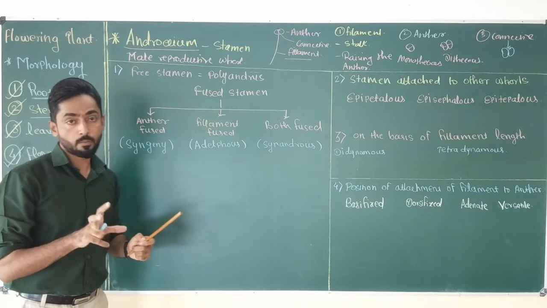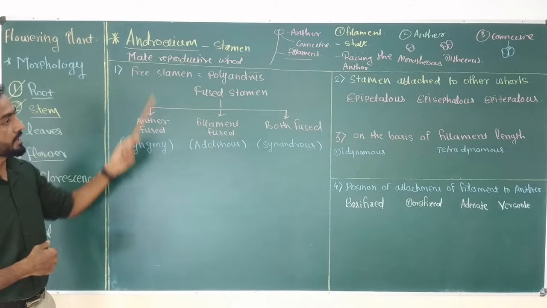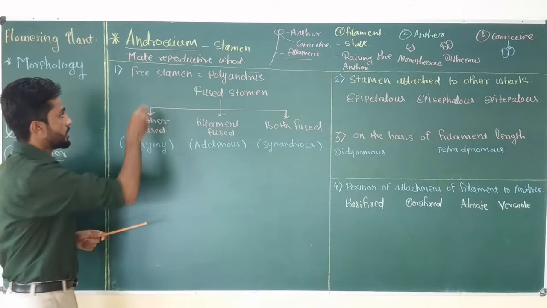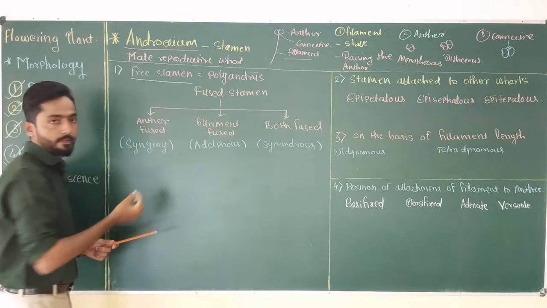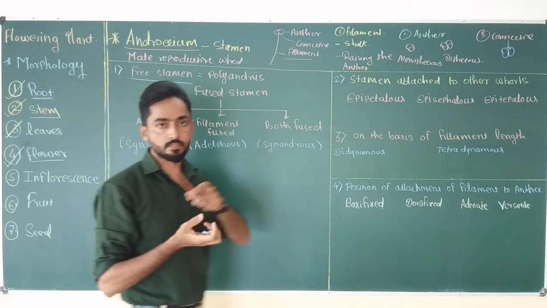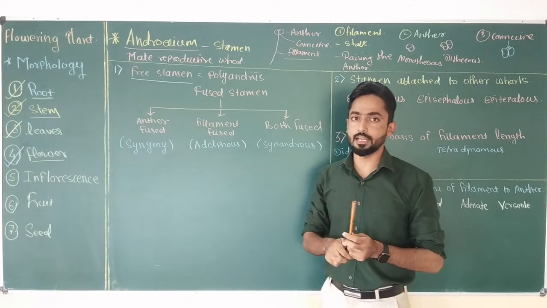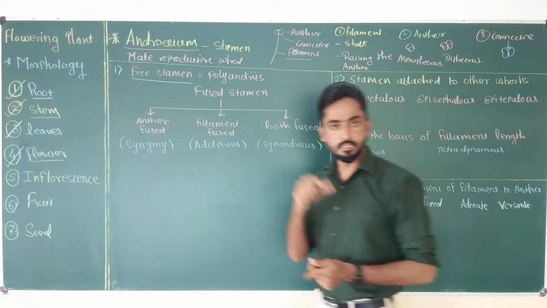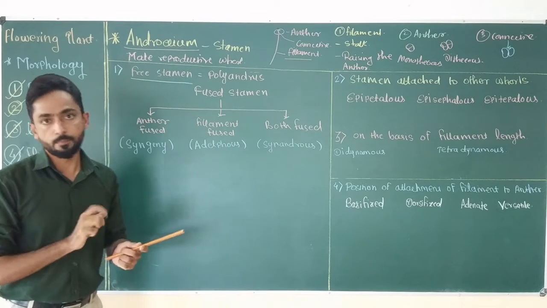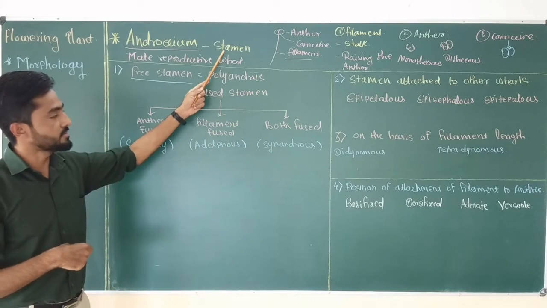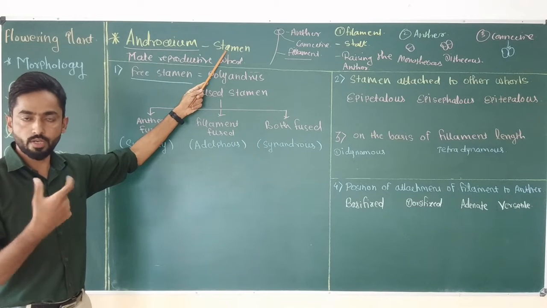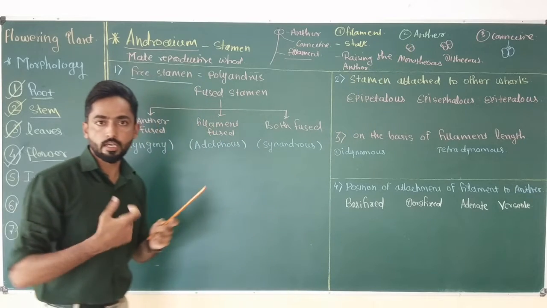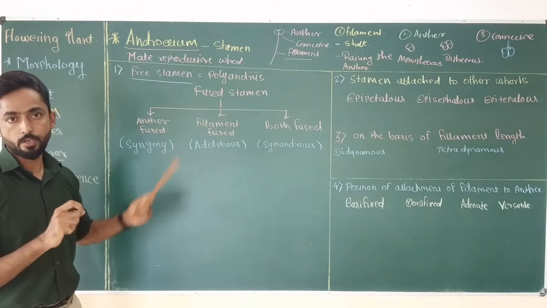Now, on the basis of different criteria, androecium can be classified in case of an angiospermic flower. First is where the stamens are free, that means a flower having different stamens, and the stamens are free from one another. In that case, such a flower is called a polyandrous flower. And if these stamens are fused with one another, that means the filament or anther is fused with one another, in that case the flower can be classified into different types.